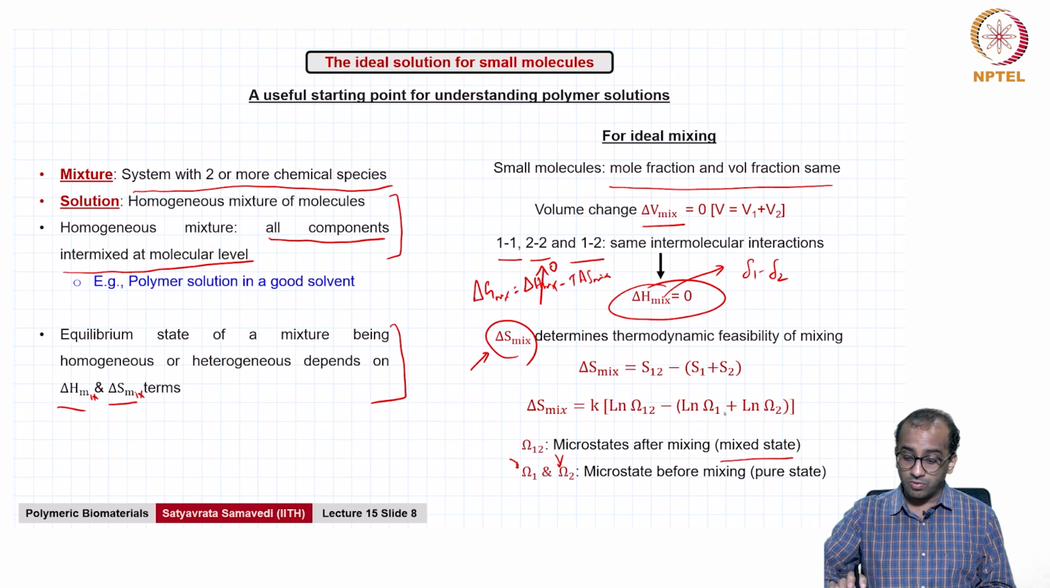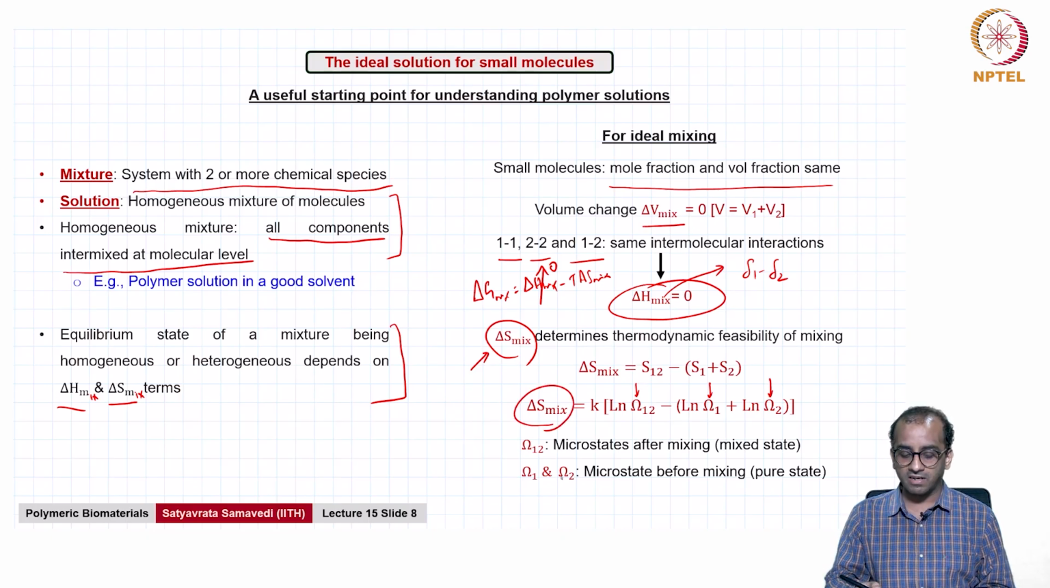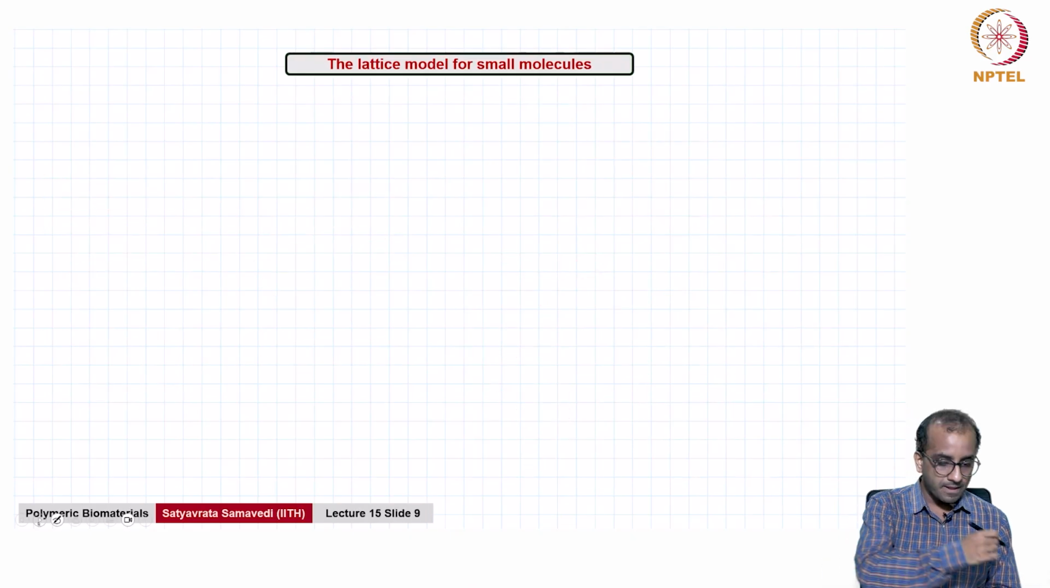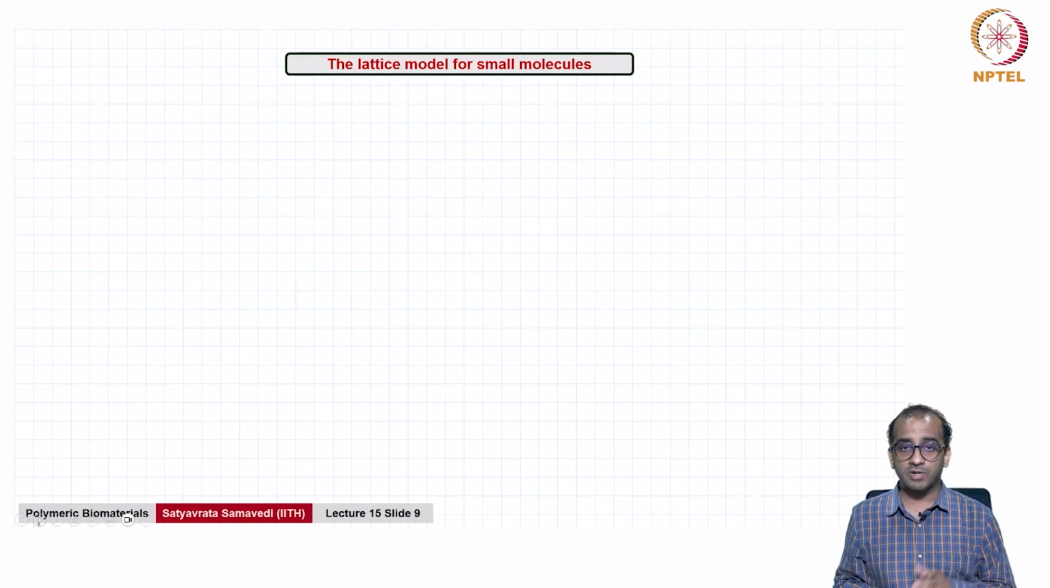Now, all we need to do is to determine the microstates here for before and after mixing, and that will lead us to calculate delta S mix, and if we know delta S mix, we can now access delta G of mixing and really tell if the mixing is going to happen or not from a thermodynamic perspective, for which we consider something called a lattice model for small molecules. So, this is to help us determine the number of arrangements or configurations which we need to access the microstates, which we need to access delta S.